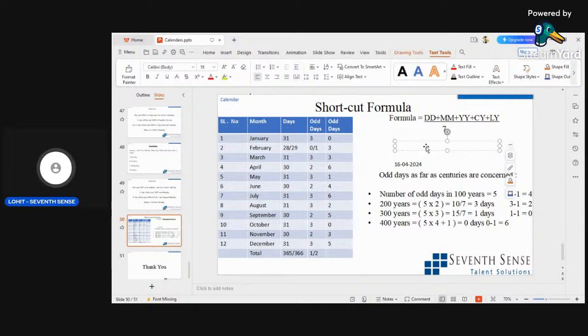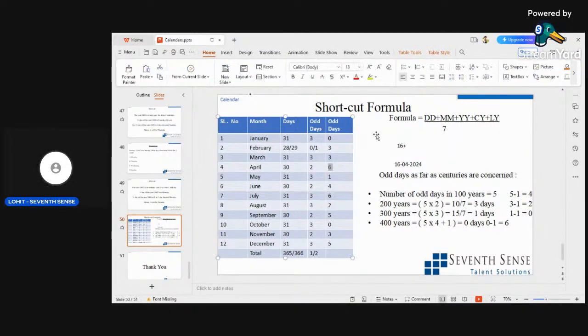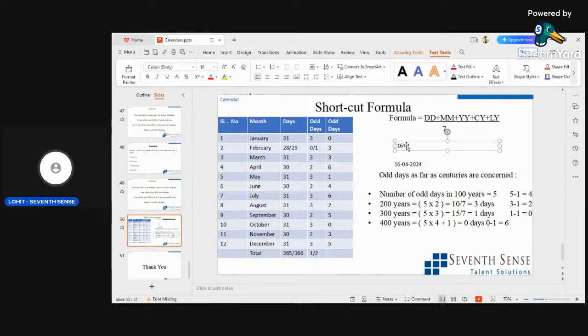Okay, so I will write down 16 plus. What is the month we are having? Month is April. For April, what is the code? The code is 6. And remember, guys, for the shortcut trick also, you need to remember the codes. So the best thing is to go for the traditional method, because I prefer the traditional method because it is easy.